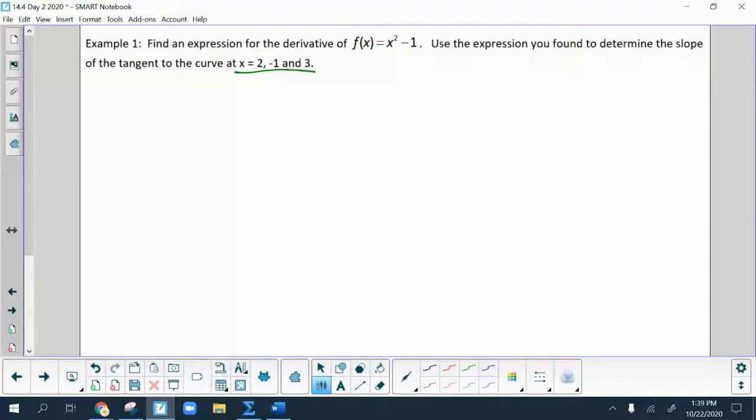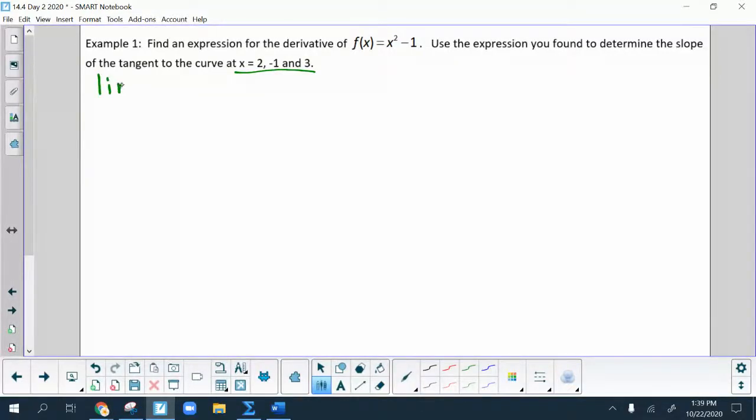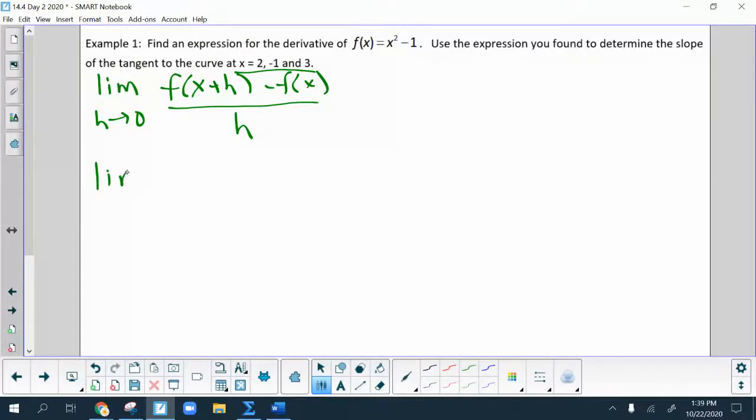So I'm going to rewrite the formula here again, just in case you forgot it or didn't copy it down. It's the limit as h goes to 0 of f of x plus h minus f of x over h. And so this means that you're substituting x plus h in for x in the first spot. So this will look like this for our problem. So this will be x plus h squared minus 1. So this red here is this red up here.